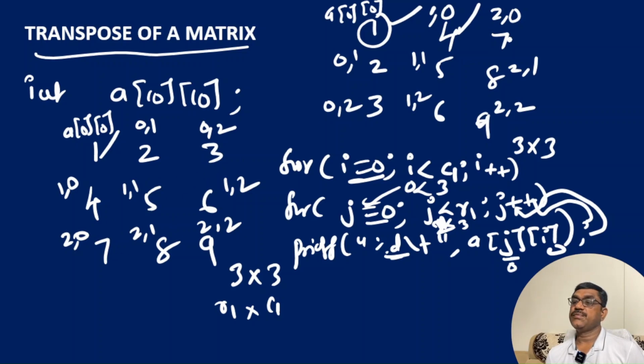7. Here we are printing 7. Next, again we are moving back to j plus plus. The j value becomes 3. Is 3 less than 3? No, the condition is false. When the condition is false, we are moving to the upper for loop.